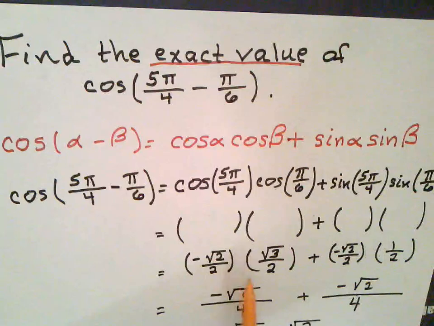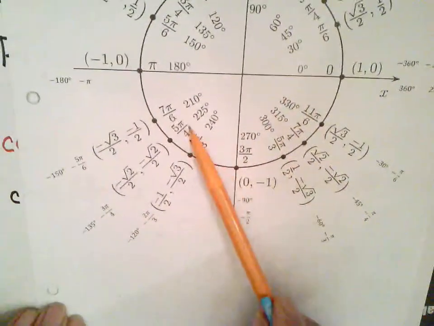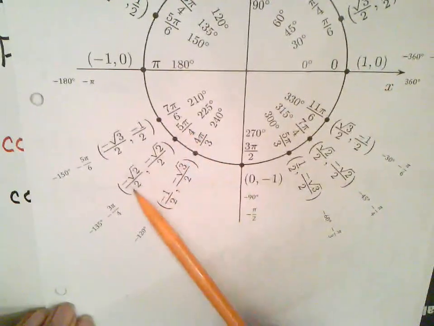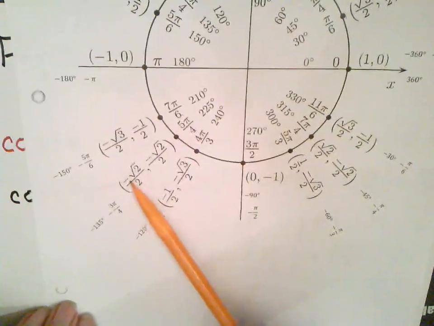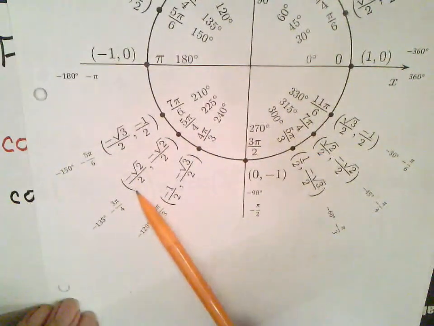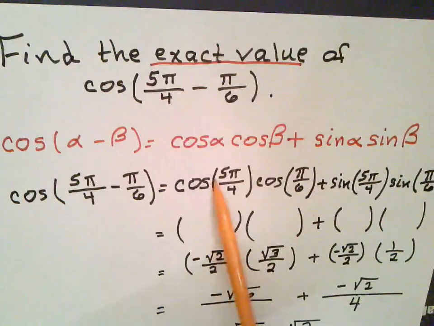And then you want to go to your unit circle. When you look at your unit circle, you're going to find 5 pi over 4, which is in the third quadrant. Here, we're on the inside of this, 5 pi over 4, and the cosine is the x-coordinate, which is negative square root of 2 over 2. So here we have negative square root of 2 over 2.